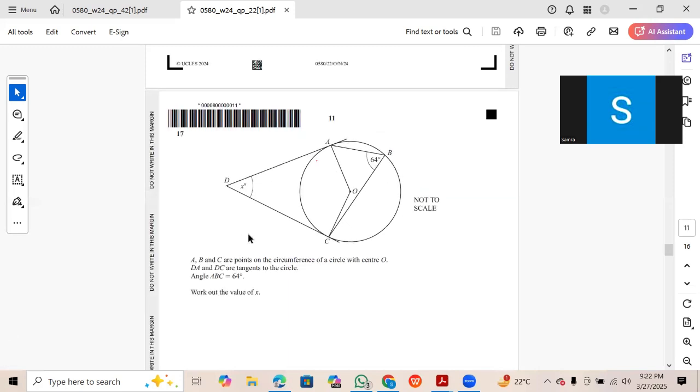Okay, the next question is this one. Have you any idea about this question? No, I'm not sure about this one. Okay, this is a different one. Now we will solve this one.